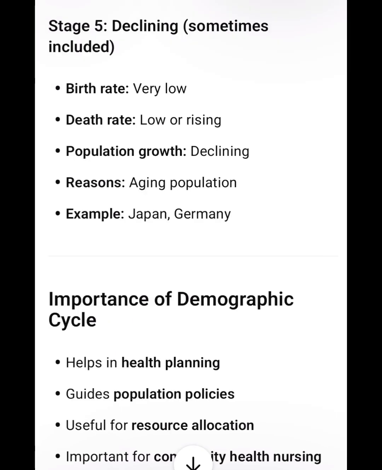Then stage 5, declining, which sometimes may be included. The birth rate is very low, the death rate is low or rising, and population growth is declining, and the reason is aging population. Example, Japan, Germany.